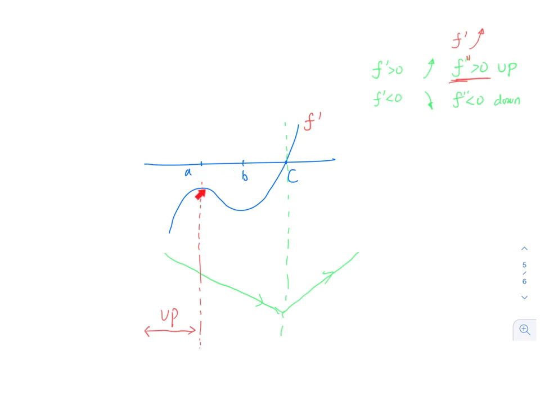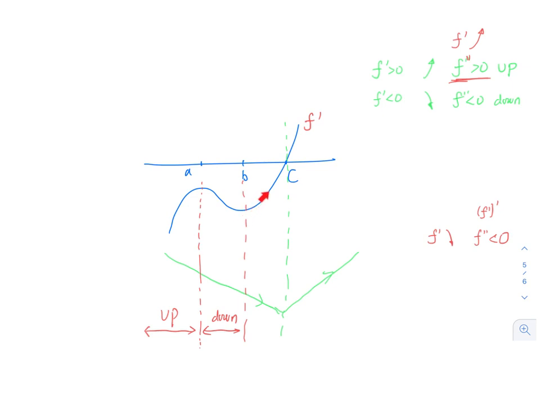From A to B, f prime is decreasing. Again, I do hope that you understand that when we say f prime is decreasing, that means its derivative, the derivative of this guy, is less than 0, right? So which means f double prime, which is the derivative of f prime, is less than 0. So therefore, we do know from this point to this point, the graph of f should be concave down because f double prime is less than 0.